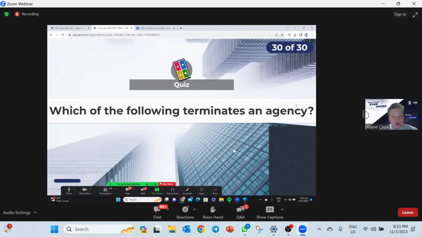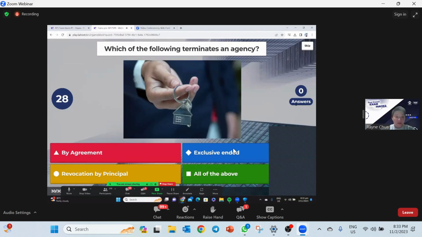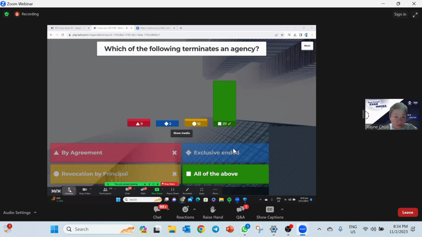All right, last one, let's go. Which of the following terminates an agency? Most of you got the correct answer. By agreement: for example, when there's a relationship formed, or even when there's an exclusive form, both the agent and the principal can by mutual agreement terminate the relationship between the agency.